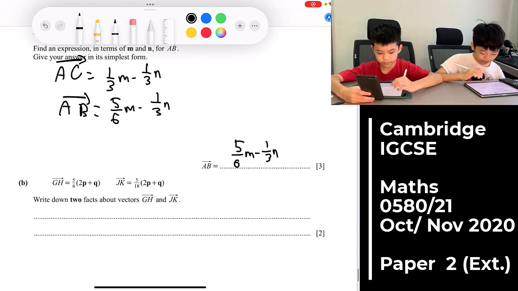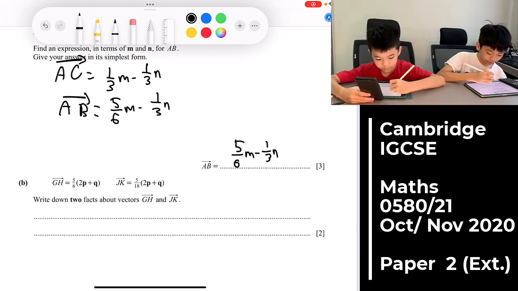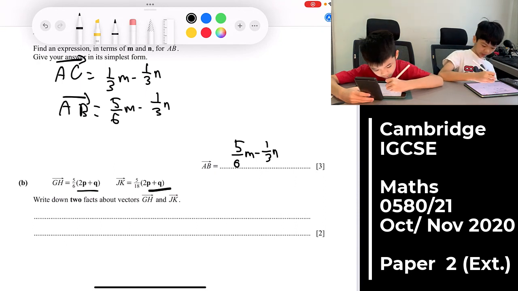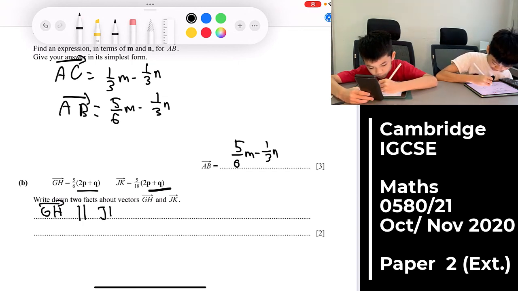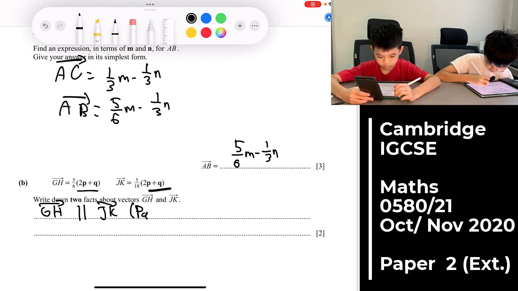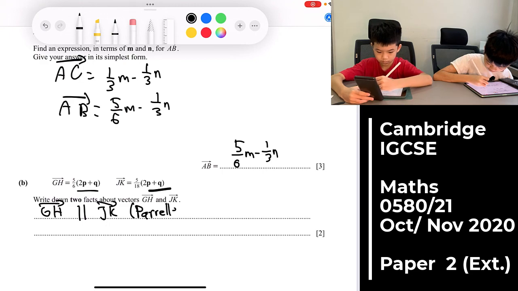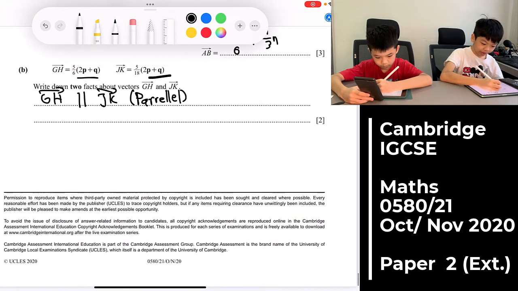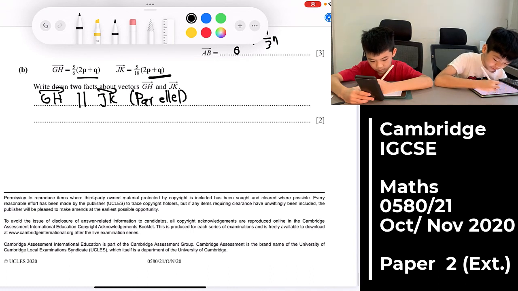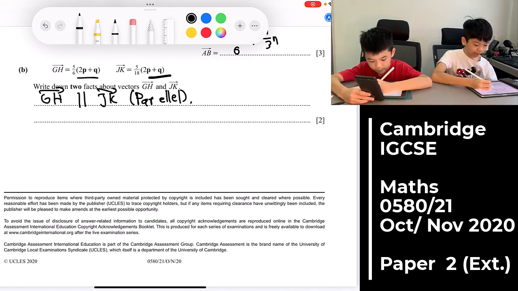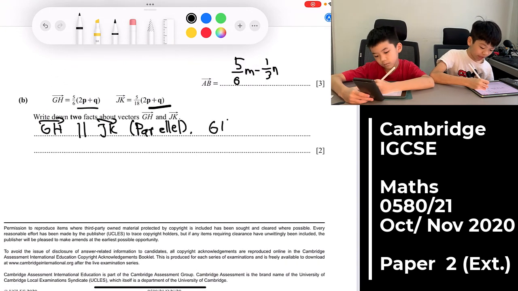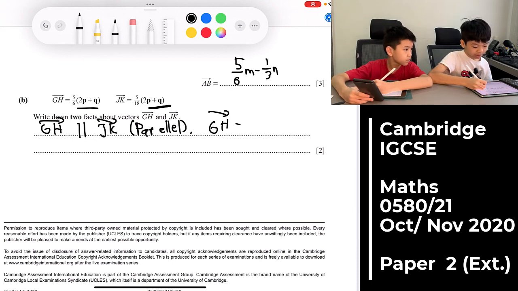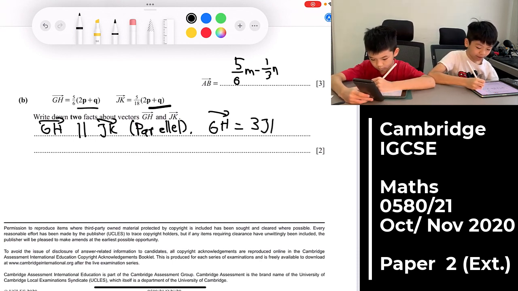Write down 2 facts about vectors GH and JK. So we have 2p plus q on both sides, so they're definitely parallel. GH is parallel, which is a double line, with JK. I think parallel is spelled with one R. And we need to state another fact. The other fact is that GH is bigger than JK, 3 times JK.